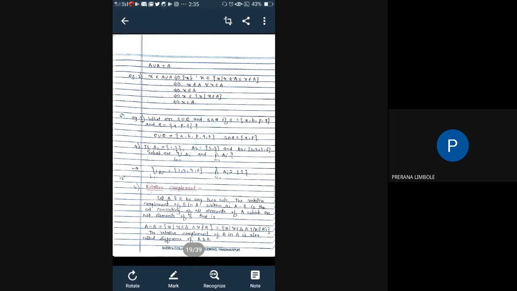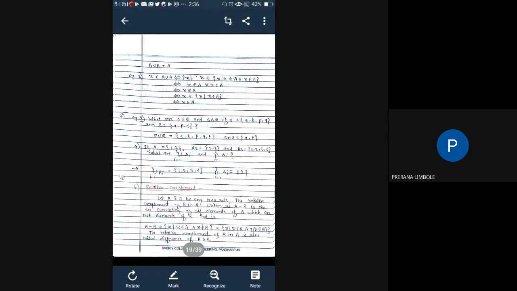Yes, ma'am. Okay. Now the next operation is relative complement. The definition is given as: let A and B be any two sets, then the relative complement of B in A is written as A minus B, and it consists of all the elements of A which are not elements of B. So this relative complement is represented as A minus B.